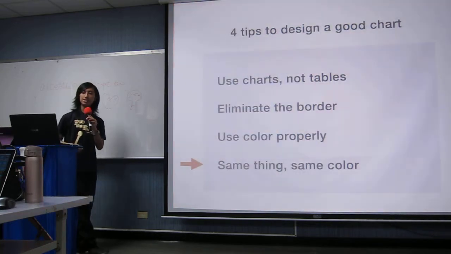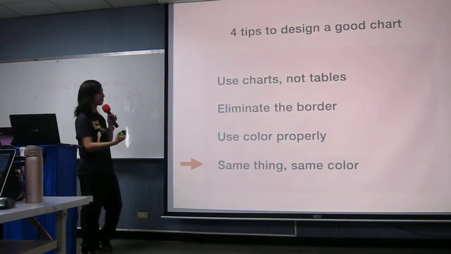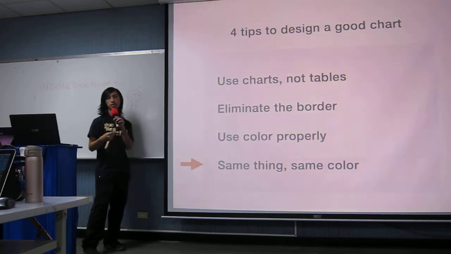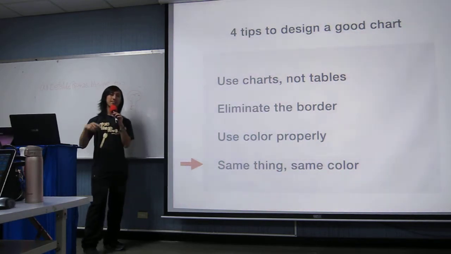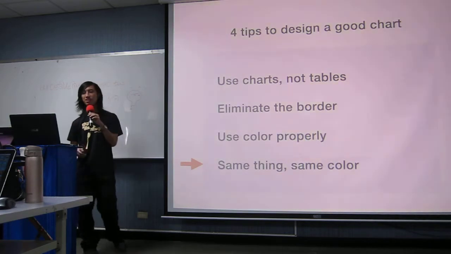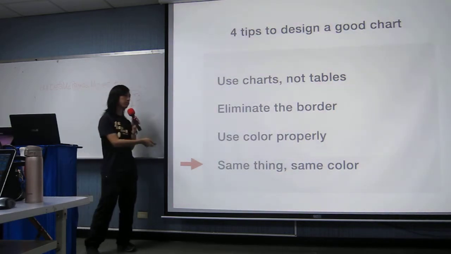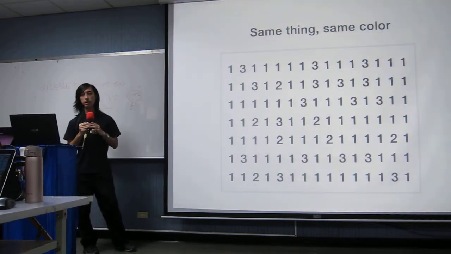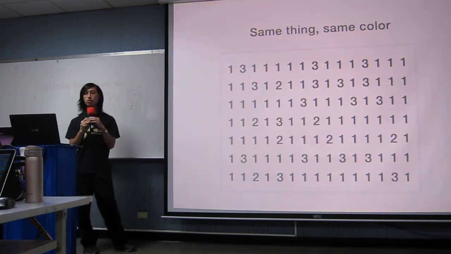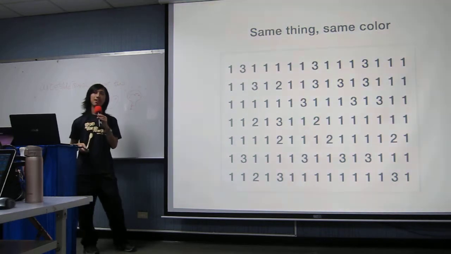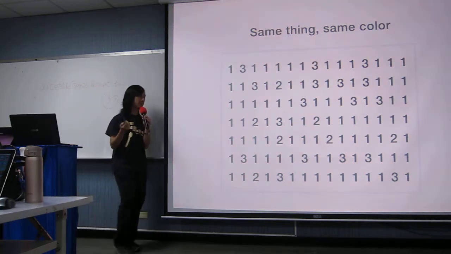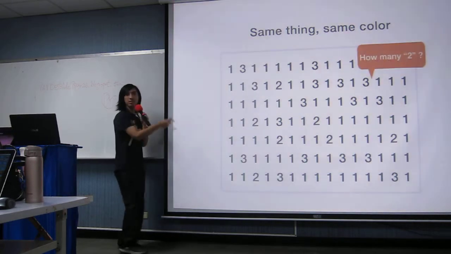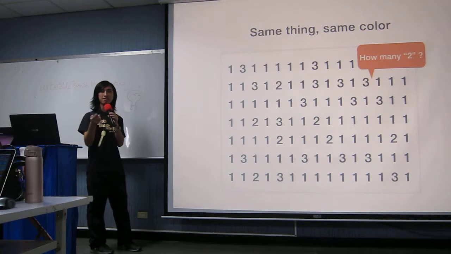Okay, and let's go to the last part, which is use the same color when you are mentioning the same thing. Now I'm going to use an activity again to demonstrate why this point is important. Here are some numbers, and I will give you only 3 seconds to do something. That activity is, please count. How many 2s are there? 1, 2, 3. Next slide.